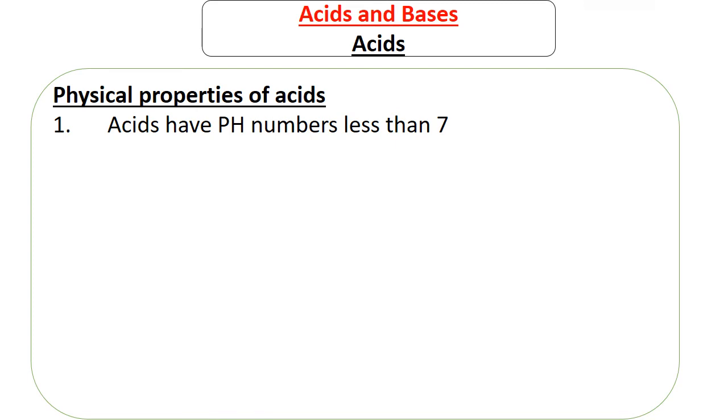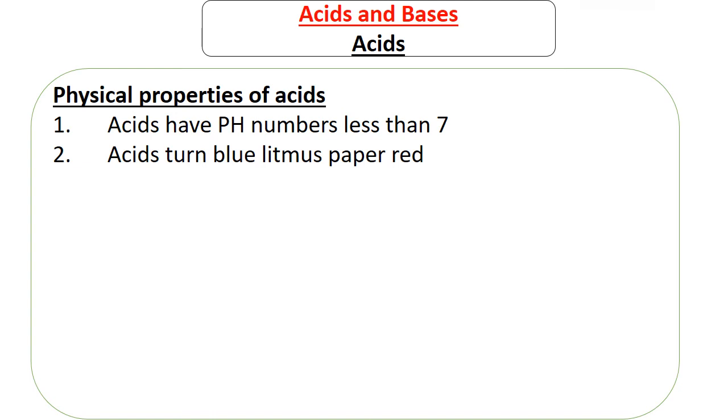So there is a meter, which is called the pH meter. Once you put it in a solution, it will tell you the pH value. So acids always have a pH less than 7. So pH for acids are numbers like 1, 2, 3, 4, 5, 6.